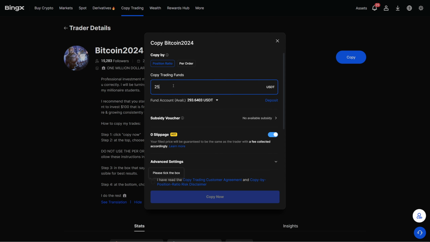Next, we can decide how much we want to put in here. Let's go with 250 USDT. And by the way, you can also change the account where you fund this account from.